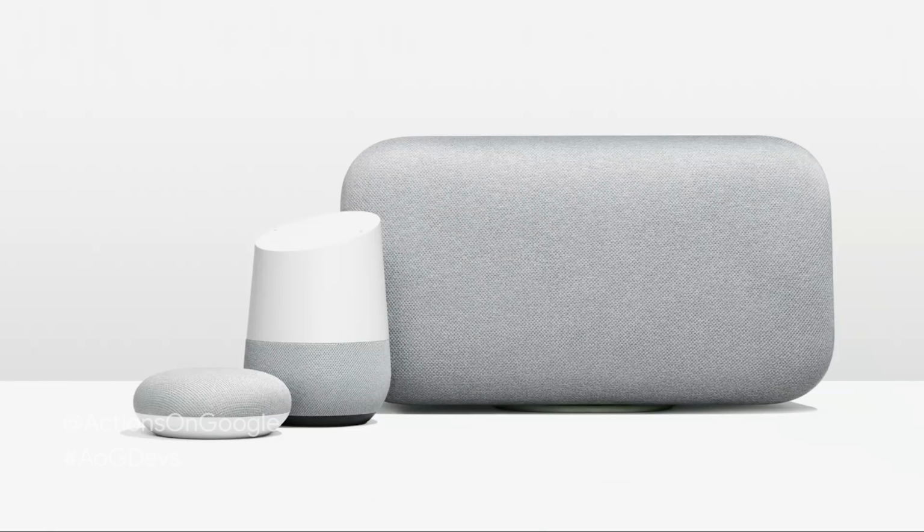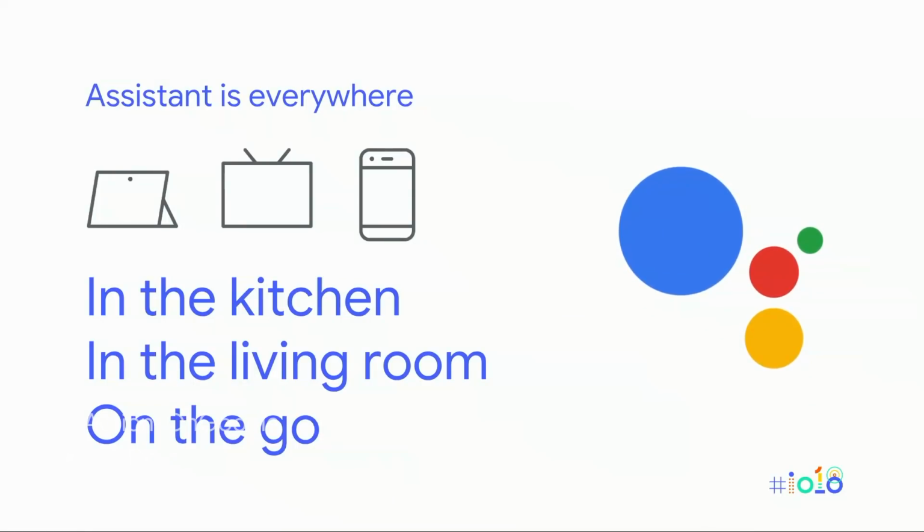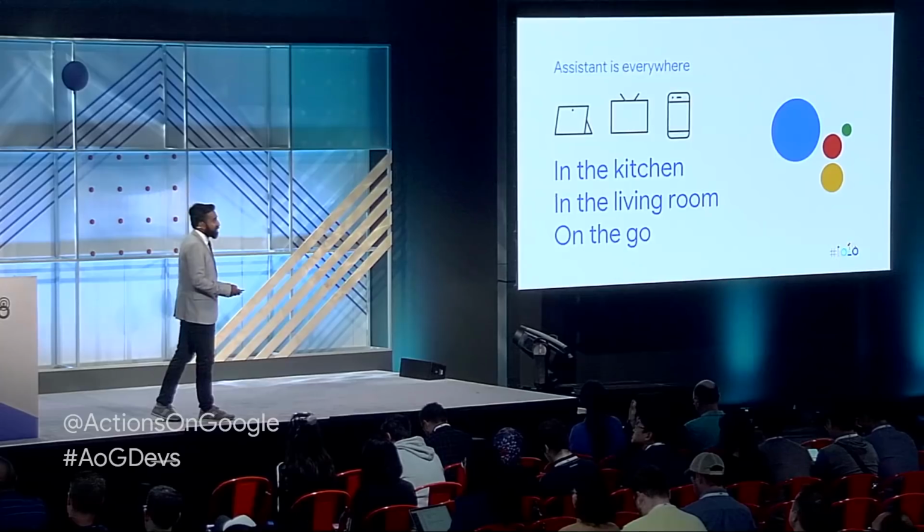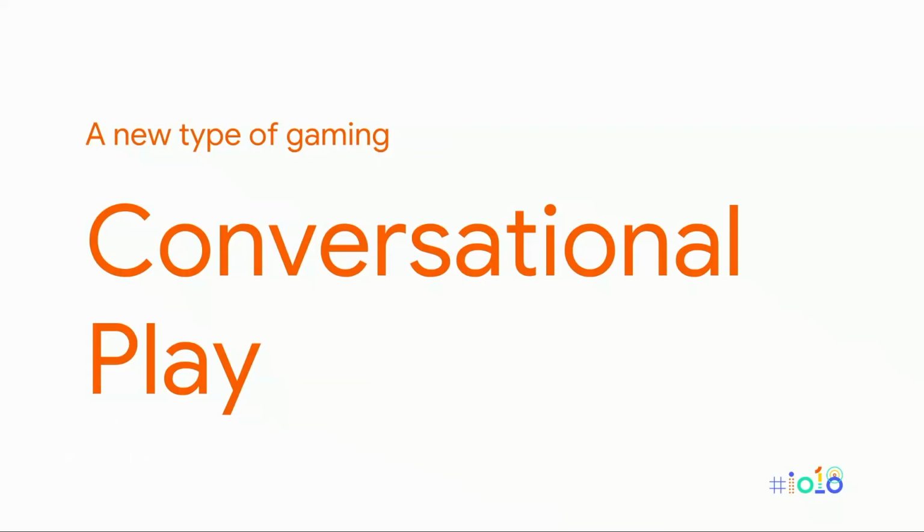Now, you probably think of the Google Assistant as primarily coming through these, the Google Homes, and tons made by third parties. And that's definitely the way to think of us. But we want you to think of it as more than just those devices. The Assistant is everywhere. It's in your kitchen on those smart displays. It's in the living room on TVs. And most importantly, it's on the go. It's in millions and millions of people's pockets on their phones. And we think that's an opportunity to reach users in a variety of modes, in a variety of places. And we believe it's a new type of play. We call it conversational play.